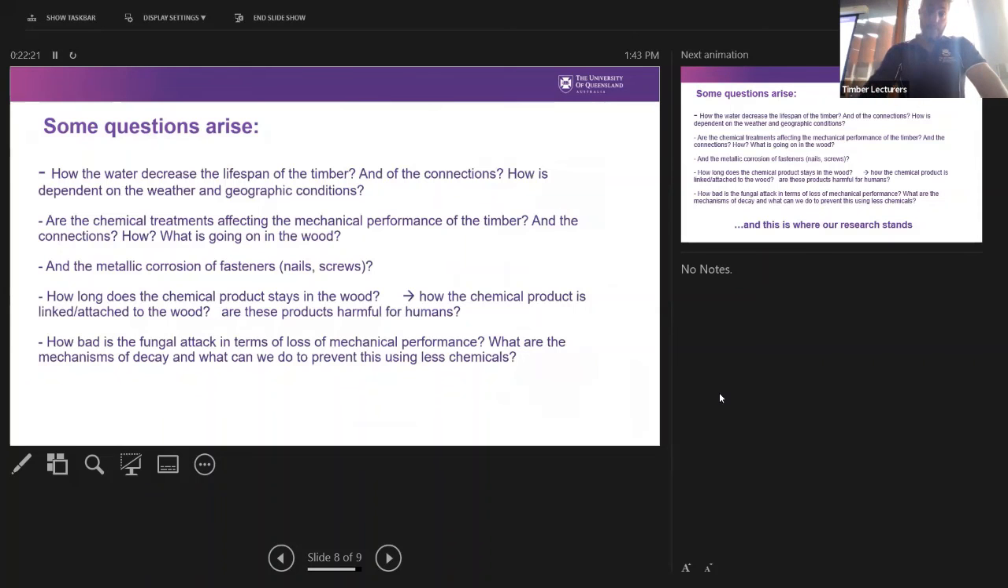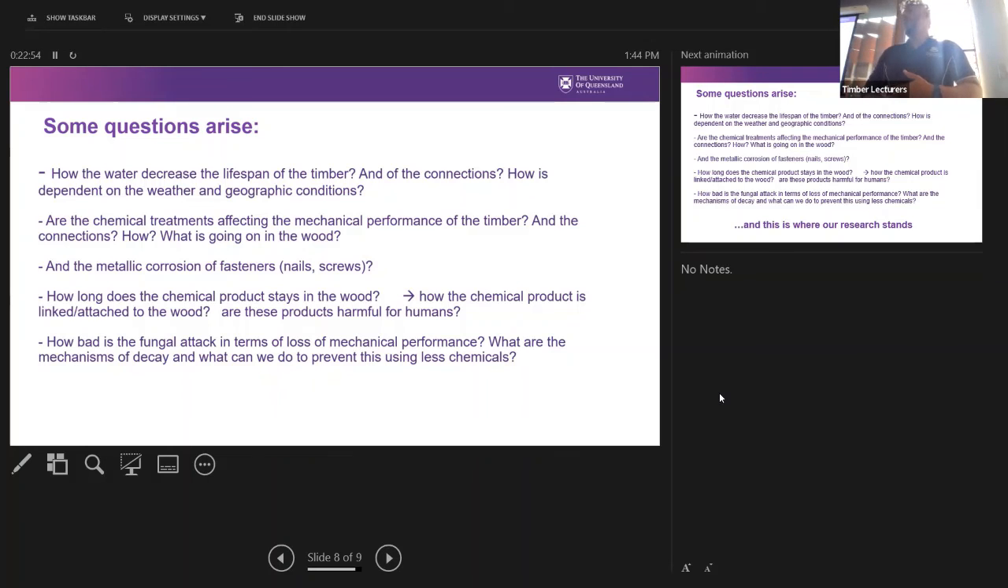So some of the questions we're trying to answer by doing research is how the water decreases the lifespan of the timber and the connections, especially, and how that loss of lifespan is related with the weather and the geographical conditions, because it's not the same if you are in Tasmania than if you are in northern Queensland. Humidity of the air is important. Also, proximity to the salty water.